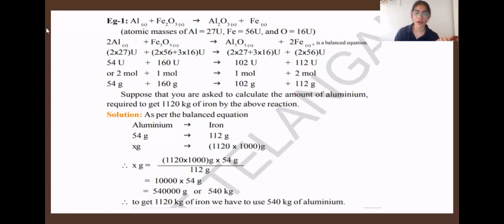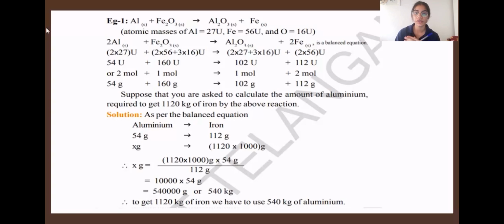Now, you have calculated it in unified mass. So now we will see that 2 moles of aluminium plus 1 mole of Fe2O3 gives you 1 mole of aluminium oxide plus 2 moles of Fe. Or you can say that 54 grams plus 160 grams gives you 102 grams plus 112 grams. This is something that you can already calculate just by having the atomic masses, right?